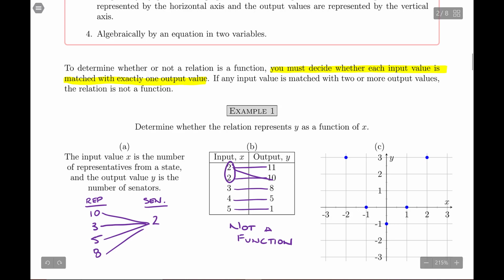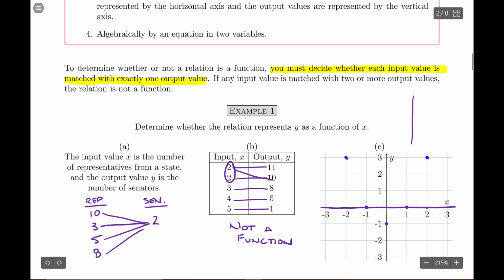And then finally, our last one is a graphical representation. We want to determine whether or not this represents a function. And we look along the x-axis first. And at x equals 2, we have this y value of 3. At x equals 1, we have a y value of 0. At x equals 0, we have a y value of negative 1. At x equals negative 1, we have a y value of 0. And then at x equals negative 2, we have a y value of 3.